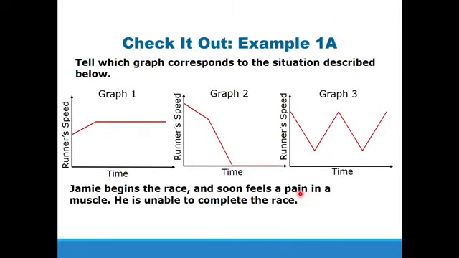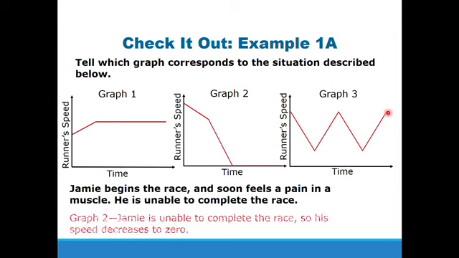So on the screen currently we have three different graphs and a situation, and you need to select which graph fits the situation correctly. So let's read what happens. Jamie begins the race and soon feels a pain in a muscle. He is unable to finish the race. So if we look at graph 1, this person started the race, increased the speed, and then stayed at a constant speed throughout the race. Graph 2, this person started the race, slowed down, and all of a sudden really decreased and stopped the race. And then graph 3, they slowed down, but then increased, then slowed down, and then increased again.